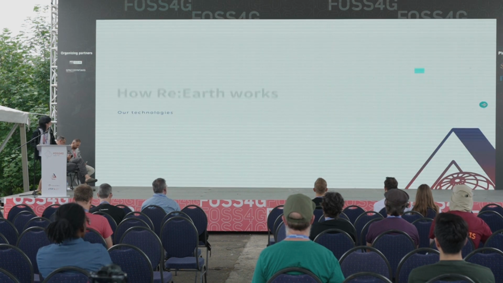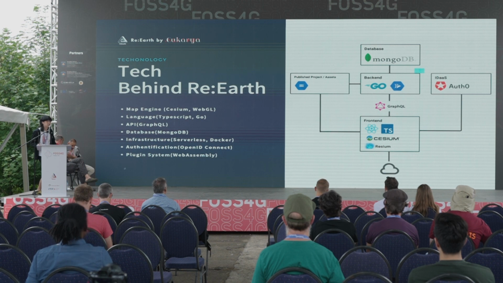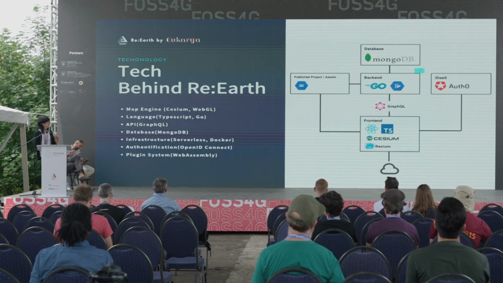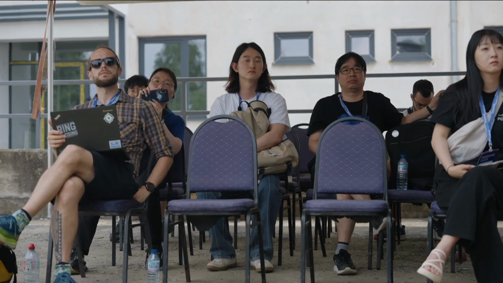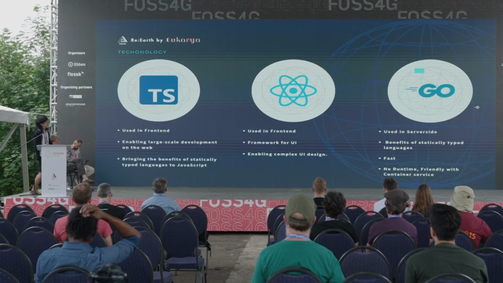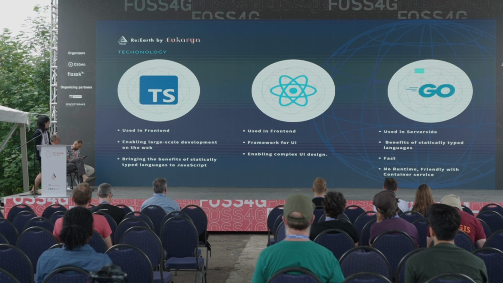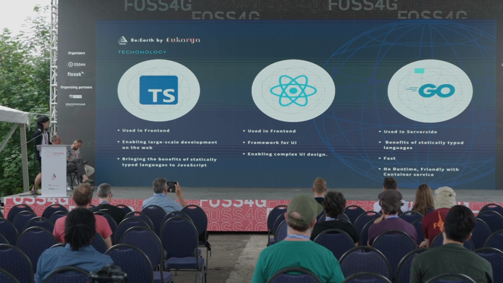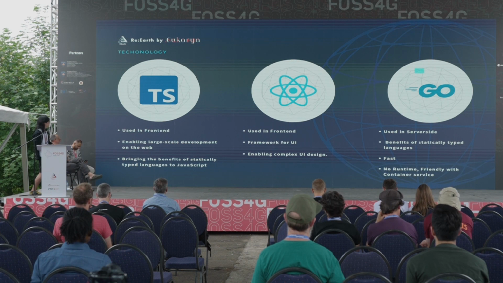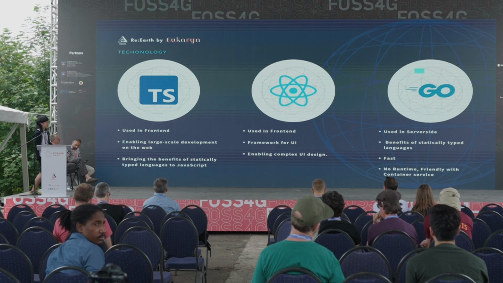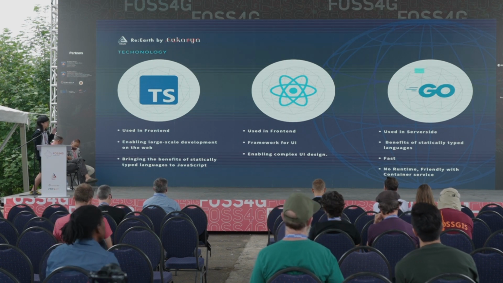So how Re-Earth works, it's the technology part. So we have this kind of ecosystem. I'm going to introduce it one by one. So we use TypeScript and React and Golang for languages. TypeScript and React are used for the front end and also UI design. And TypeScript allows us to develop a huge project like this one. Also, Golang is a fast language for the backend.